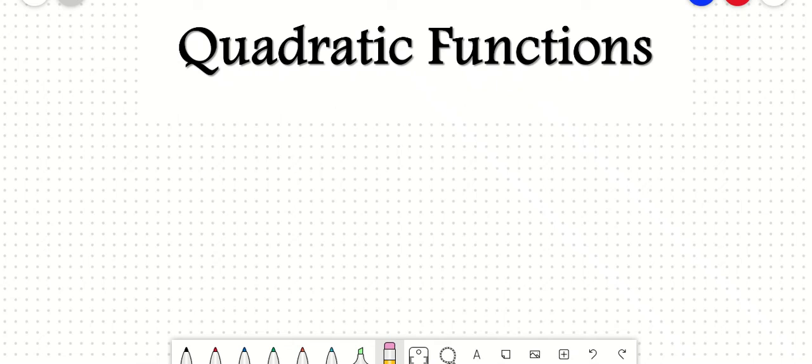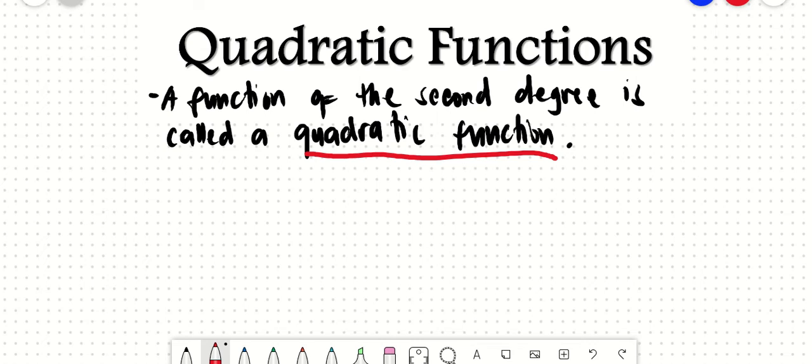Good morning. Our topic for today is all about quadratic functions. A function of the second degree is called a quadratic function. Same as with quadratic equation, this time kasi function. But then again, same concept.